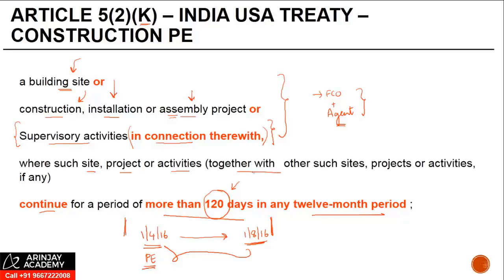The use of the words together with such other sites, projects, or activities suggests that if there is more than one site where the foreign company is working, the number of days for which the work has been done in all these has to be considered in aggregate. Now, one question which often comes up is that you have a specific clause for construction PE. What if a PE is not formed under this because you were working only for 118 days? Would you still be required to go to Article 5, Paragraph 1? Or this is not required? The better view here seems to be that since there's a specific provision of construction PE, if a PE is not formed here, then one should not go back to Paragraph 1. However, there are contrary rulings to this, and therefore one needs to still consider, for safety reasons, whether a PE exists under Article 5, Paragraph 1 or not.